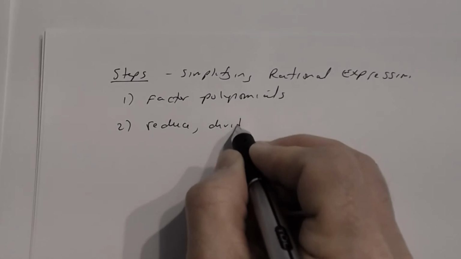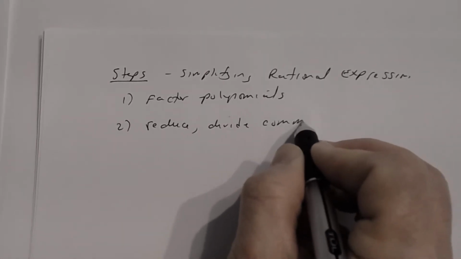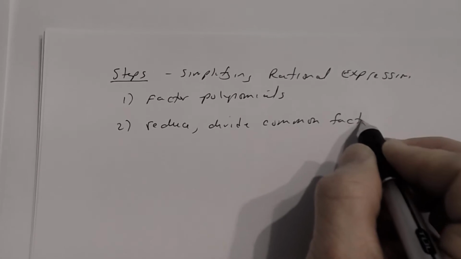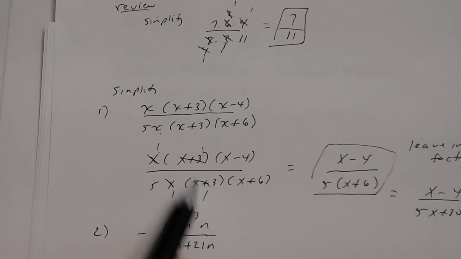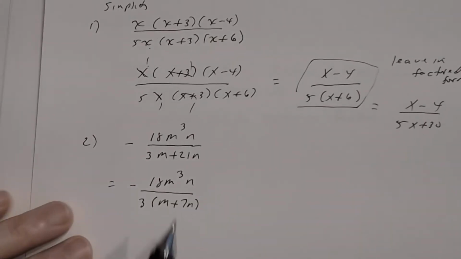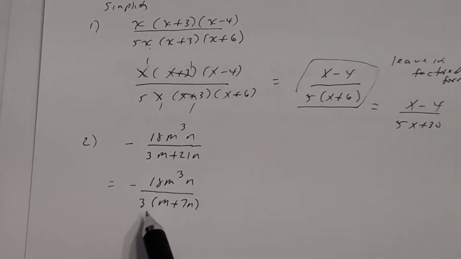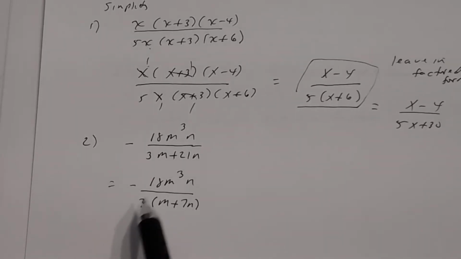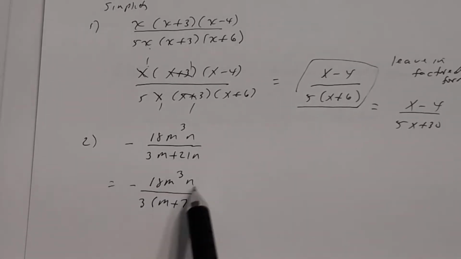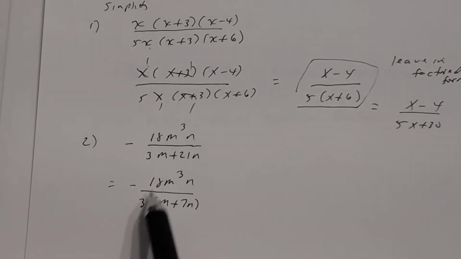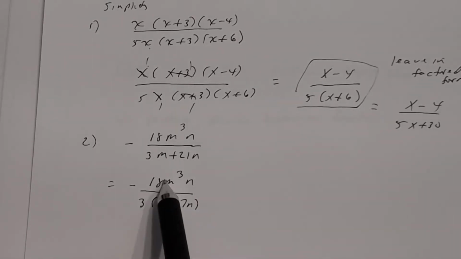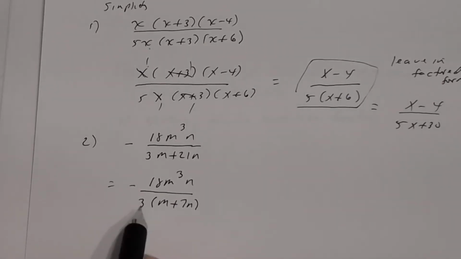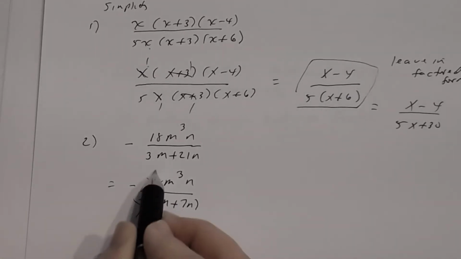Divide out common factors, things like that. That's the idea we did here, where we divided out common factors. If you look at this, my factors in the denominator are 3 and m plus 7n. Will that 3 reduce with a monomial factor up here? Yeah, the 3 reduces with 18. So look what I'm going to do now. 3 into 3 is 1, 3 into 18 is 6.